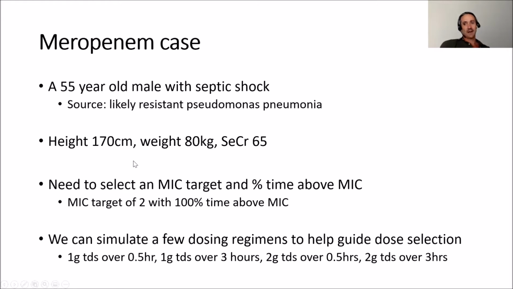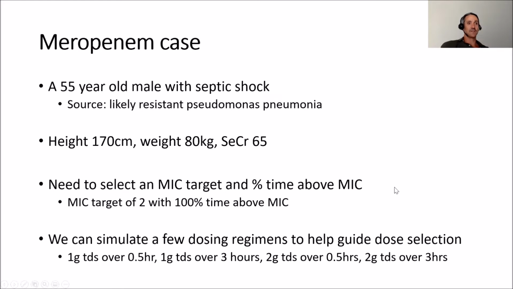The first thing we need to consider when we start, for Meropenem, is what is our MIC target? What's our percentage time above MIC that we're trying to target? So for today, we're going to go with an MIC of 2 being Pseudomonas, and for simplicity, we're just going to go 100% free time above MIC. So our target concentration is 2. For this first simulation, what we're going to do is just simulate a few doses, and it will tell us what our predicted concentration will be, which would help us guide which dosing regimen to use when starting empirically.